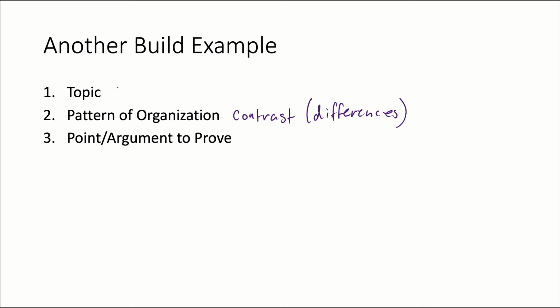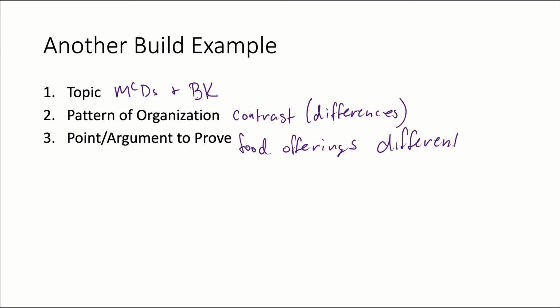Okay, so how about if I'm going to do, like, I don't know, McDonald's and Burger King. Okay, and then notice that my pattern of organization, my pointer argument to prove is that they're different. Maybe their food is different, or food offerings are different. The point is that their food offerings are different. Notice I'm already building in the fact that these two are kind of overlapping.